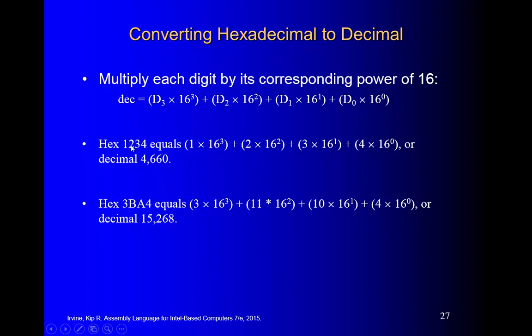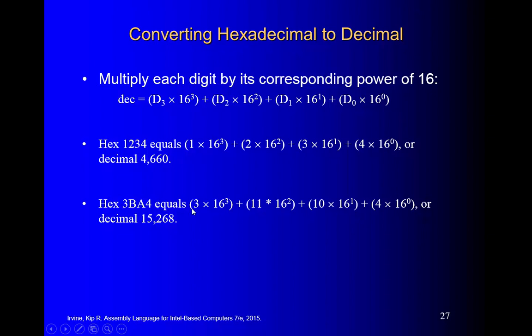And the second digit is 2. 2 multiply 16 to the 2nd power because this is location 2. This is 3 times 16 to the 1st power because the location value here is 1. And 4 is the digit. The digit is 4 times 16 to the 0 because 0 is the index for this position. And if you use your calculator, you find out the answer should be decimal 4,660.